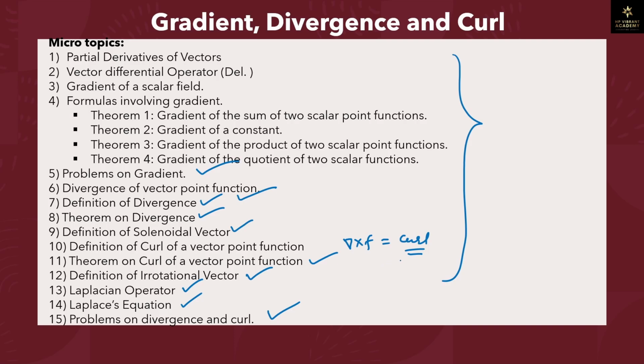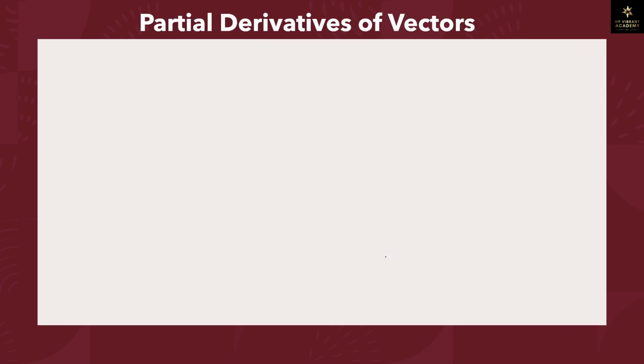Let us start discussing. First we have to discuss the partial derivative of vector. Let us consider r is a vector, and it is depending on more than one variable. Let us suppose r is equal to f of x, y and z, and x, y and z are scalar variables. So r is a vector that depends on more than one scalar variable.